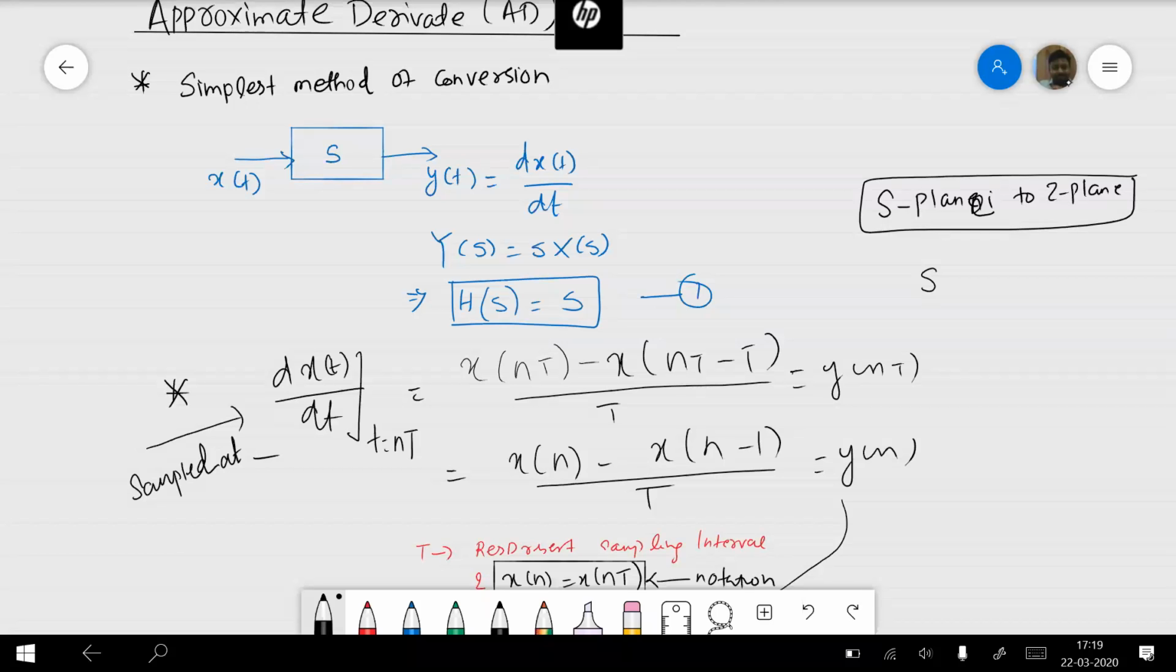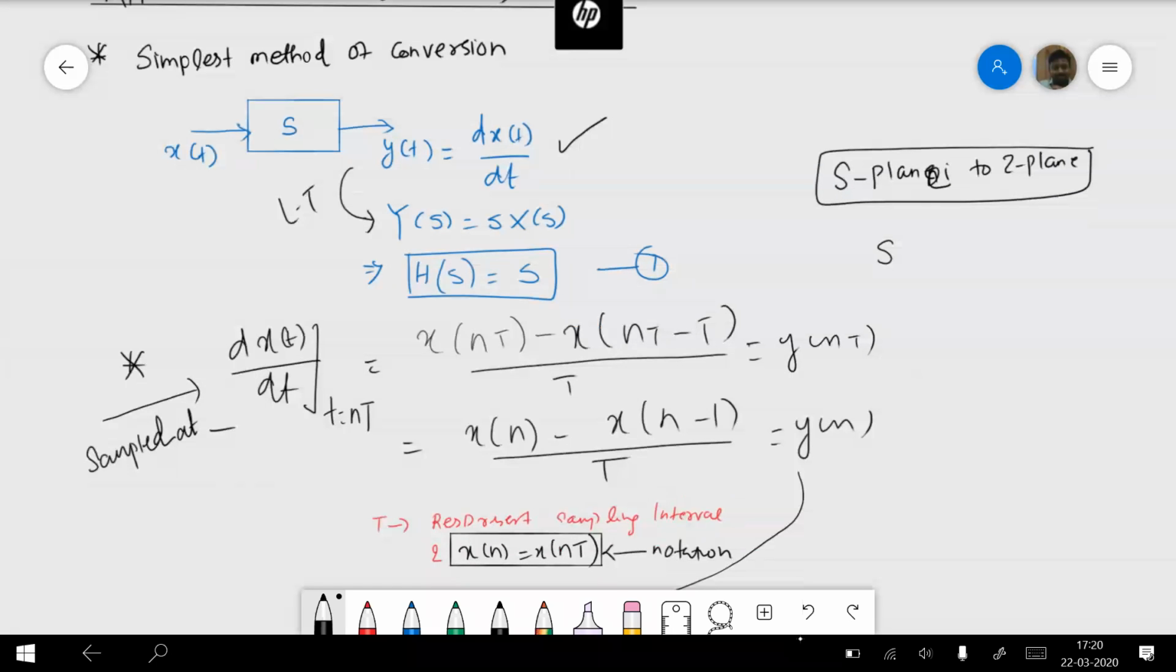Right, good. So now suppose I have an analog system where HA of S is equal to S. If I send an analog signal through it, my y of t will be dx of t by dt. If I apply Laplace transform on both sides, I get Y of S equal to S X of S. My HA of S is equal to S. That is my initial condition. Now how am I going to map this condition to my digital system? That is the whole point of the approximate derivative.